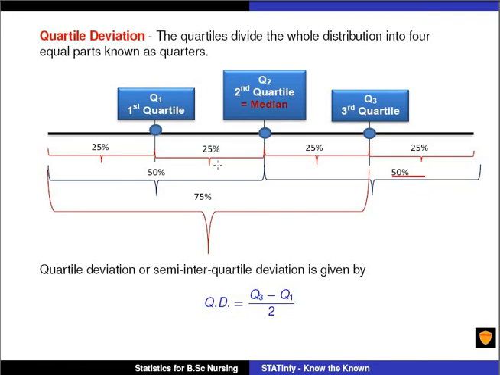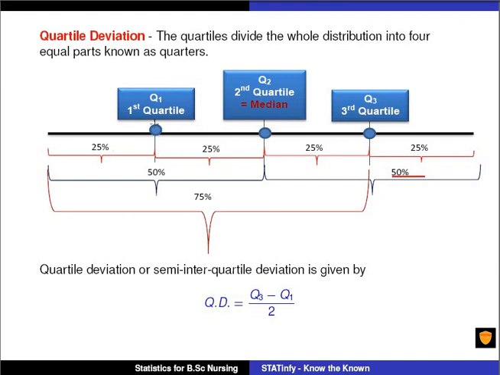Now we come to quartiles. I have told you that quartiles divide the whole distribution into four equal parts. It means that on this line there will be 3 points: this one, this one, and this one. These 3 points divide the whole data set into four equal parts, and these parts are known as quarters.